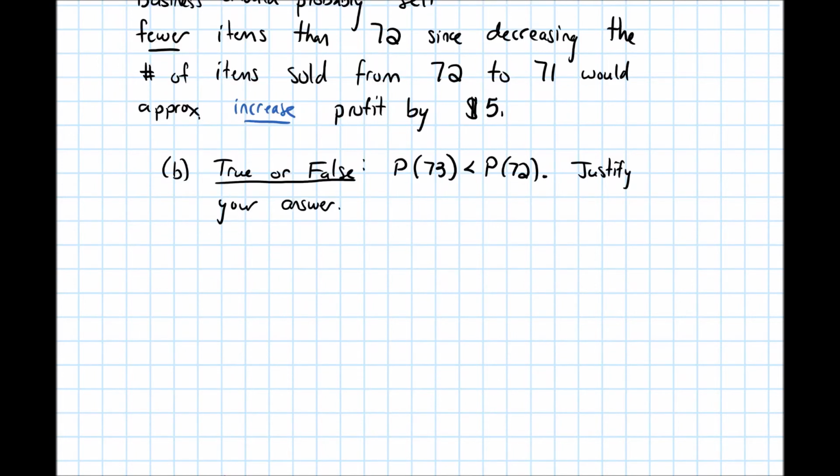So here is part B of this example. It's a true or false question, and it's saying that P of 73 is less than P of 72. In other words, the profit from selling 73 items is less than the profit from selling 72 items, and we want to justify our answer. So I want to have you all pause the video for about 2 minutes to really try this question on your own first.